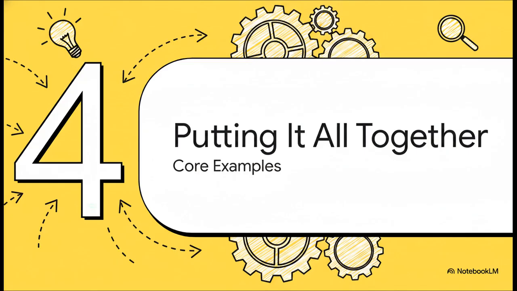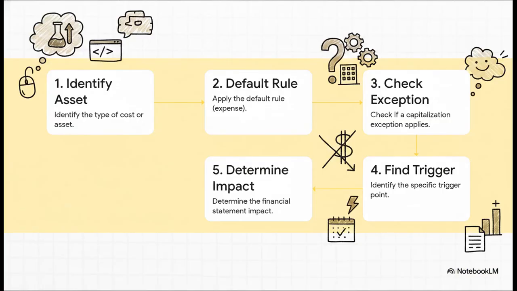So let's build a simple, step-by-step process you can use on any exam question they throw at you in this area. Here it is, just 5 steps. First, figure out what kind of cost or asset you're looking at. Second, always start with the default rule. Expense it. Third, ask yourself, wait, does an exception apply here? Fourth, if it does, you have to pinpoint that specific trigger. And finally, step 5, determine the impact on the financial statements. Let's put it to work with a couple of examples.